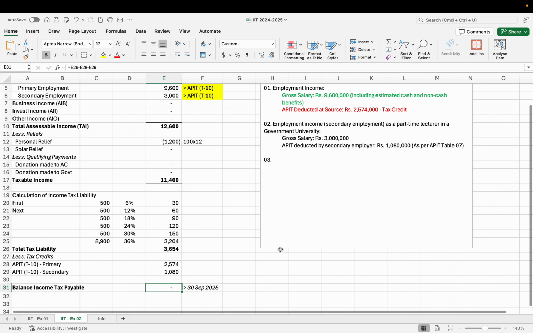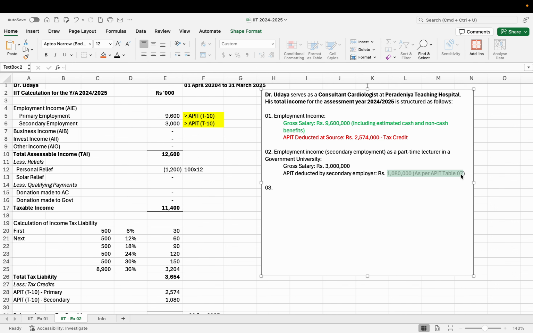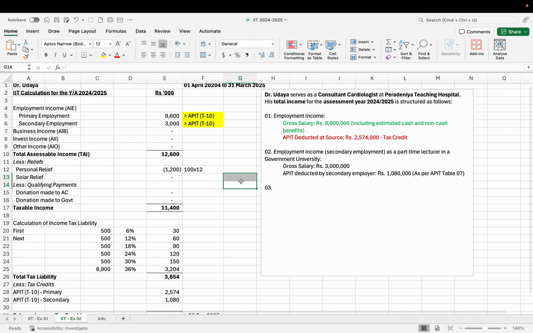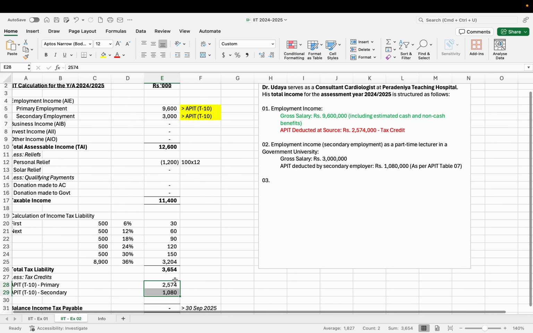For your further information, I will provide the table 7 link for easy reference if someone wants to learn more about table 7 secondary employment. There are some examples in the PDF as well, but for examination purposes that's enough. If someone has primary and secondary employment, the examiner will provide these employment incomes and the tax credit. You just need to do that, that's it.